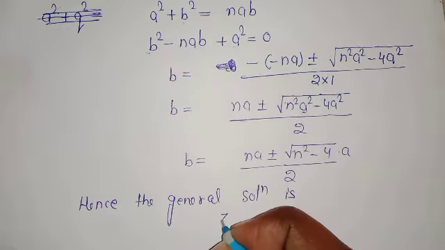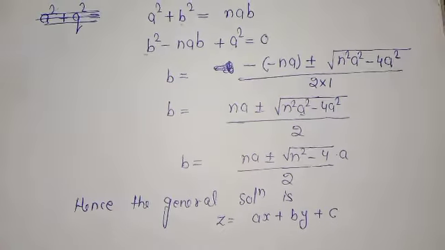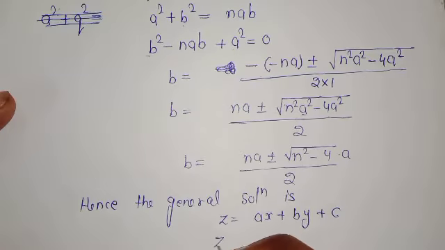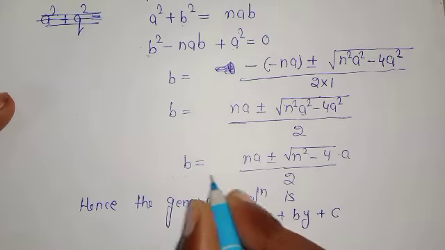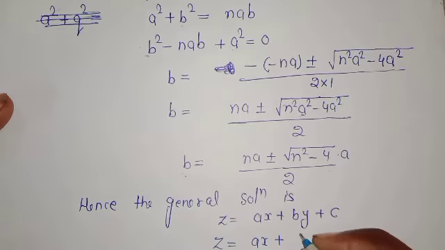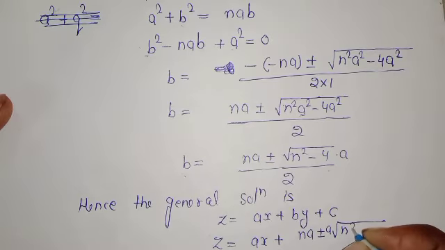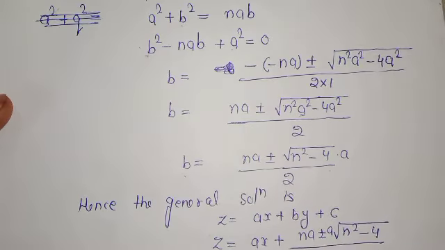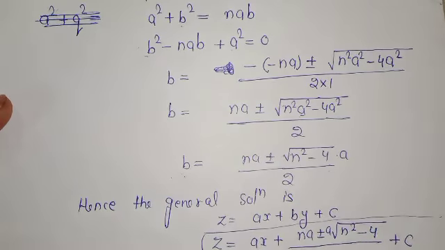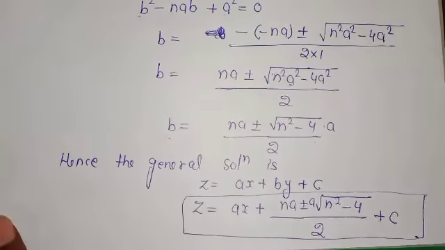Hence the general solution is Z is equal to AX plus BY plus C, and our A was P. Our P was A, so Z is equal to AX. In the place of B we can put this, because we are trying to find the value of B as a function of A. So this becomes Na plus minus A under root N square minus 4 by 2, plus some arbitrary constant C. So this is the general solution for the given non-linear partial differential equation. I hope you guys understand it.